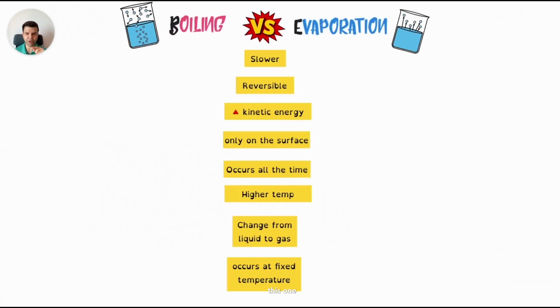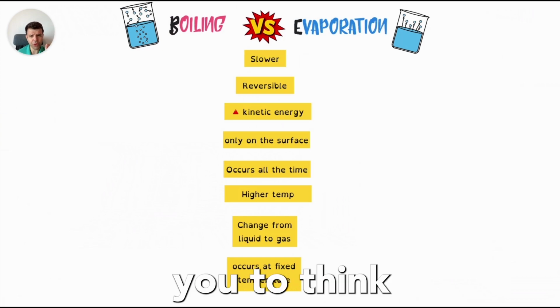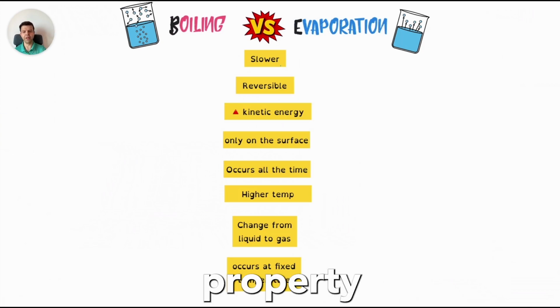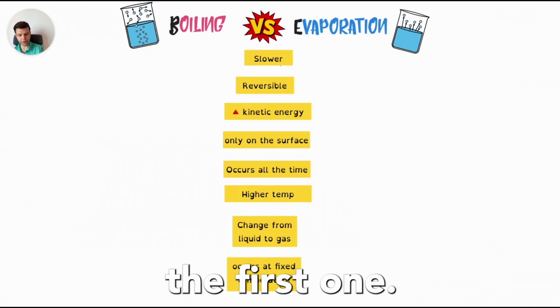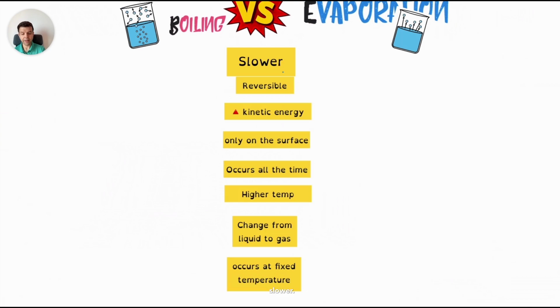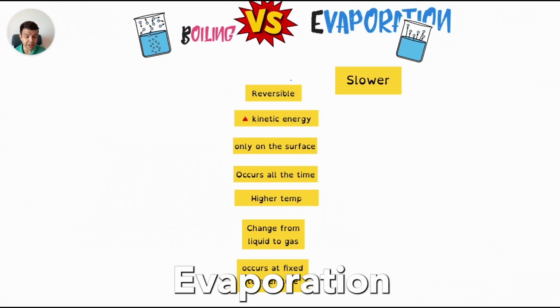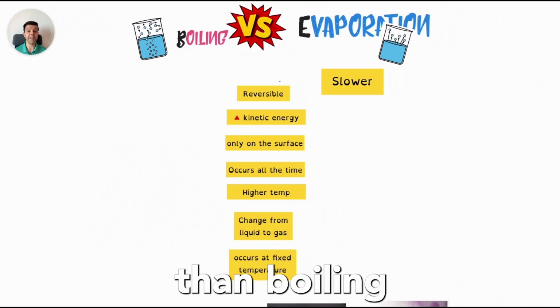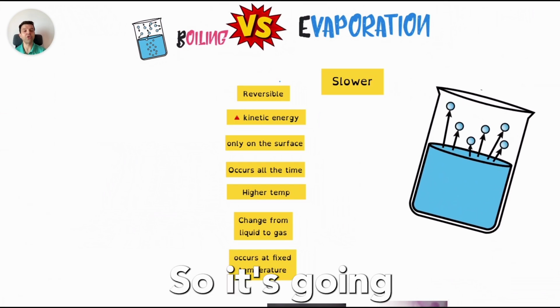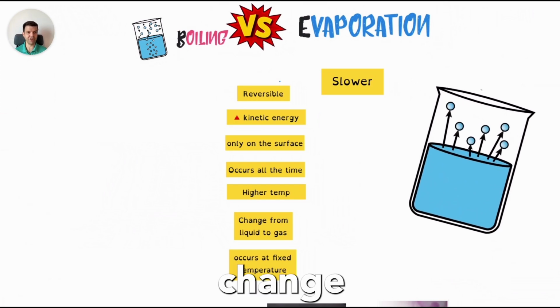Okay, so let's try this one more time. I want you to think about it. If it's boiling, put the letter B. If it's evaporation, put the letter E. So in the chat box, for each property, try to think about whether it is boiling or evaporation. Let's start with the first one. First one says slower. Which one is going to be slower? Slower is evaporation. Evaporation is much slower than boiling because evaporation only occurs at the surface, so it's going to take time for the liquid to entirely change its state.